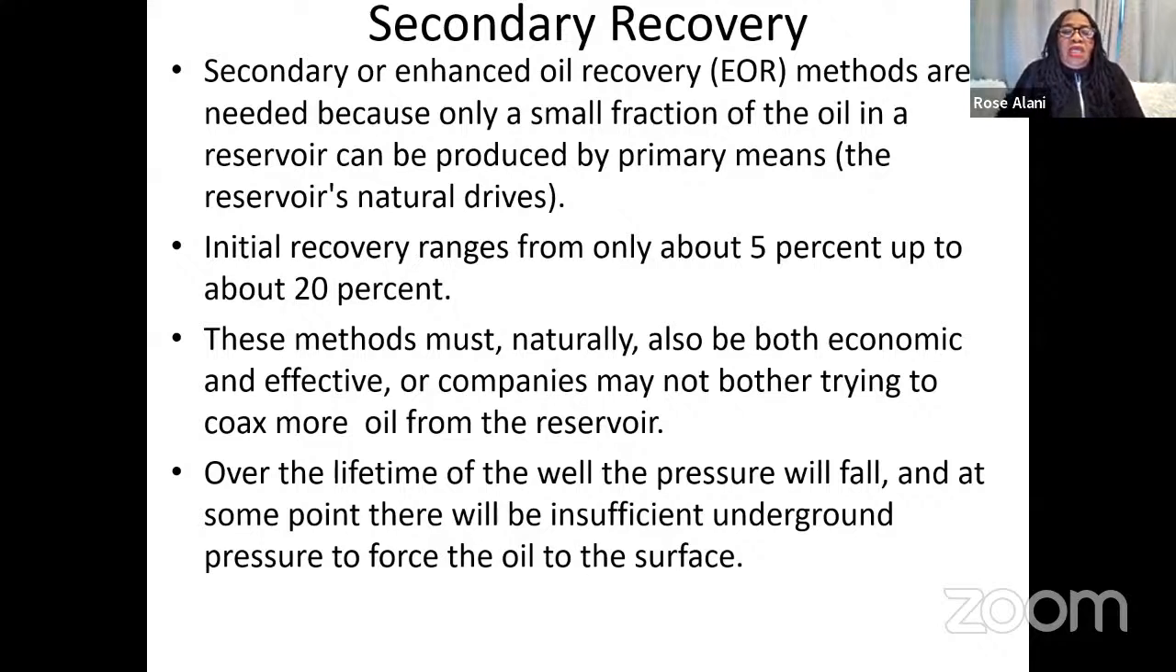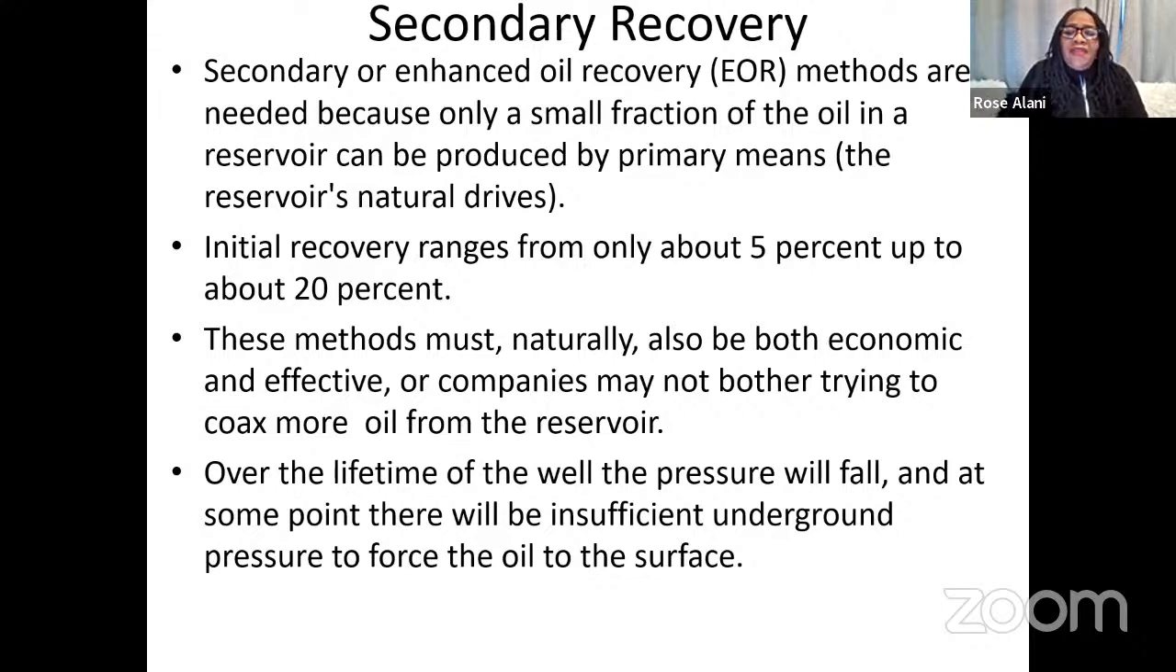And this method must naturally also be both economic and effective. This secondary enhancement method has to be economical and effective. Otherwise, people will be making losses. And so if the method that is to be used is not economical and effective, then there's no need of using it and wasting the money. So no need of trying.